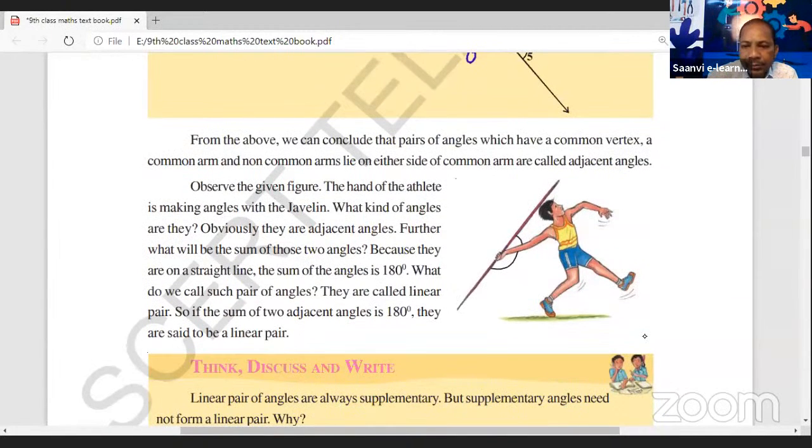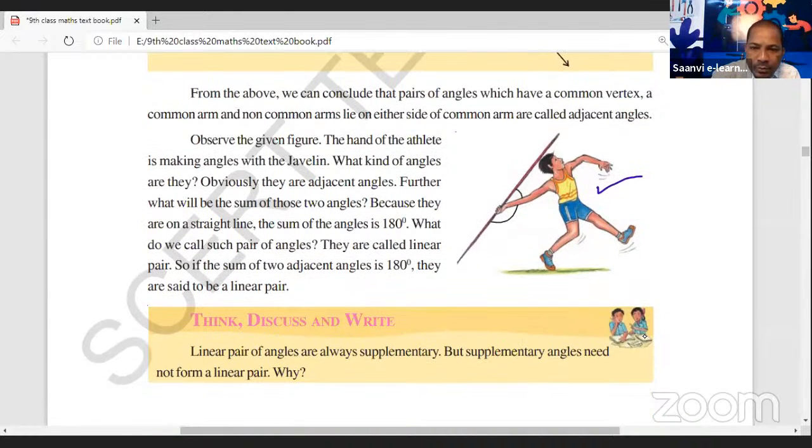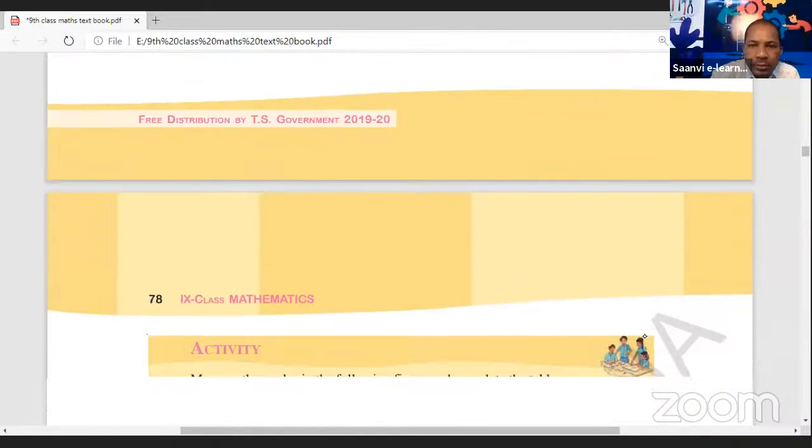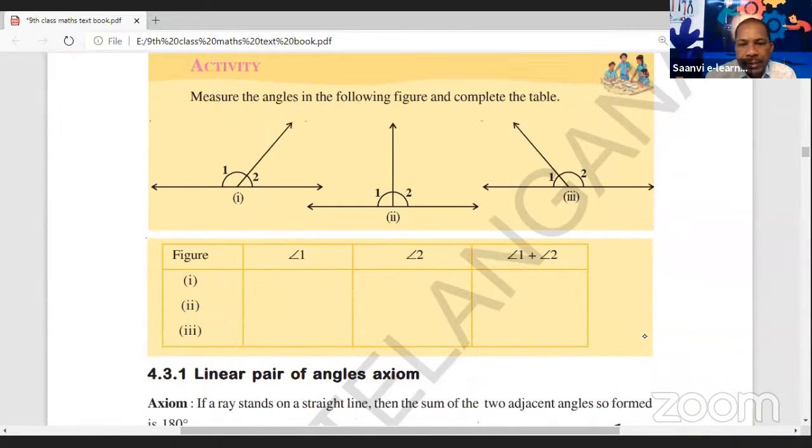And if we observe this figure, here two angles are formed. And see here, if we observe this figure, all of you, you do this activity, children. Here three figures are given, and in each of these three figures, two angles are formed. So what is being asked here? Measure the angles in the following figures and complete the table.